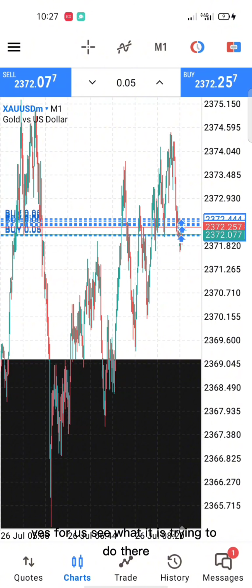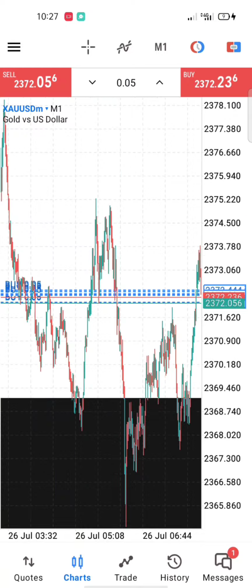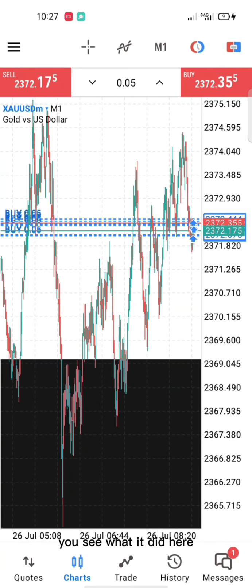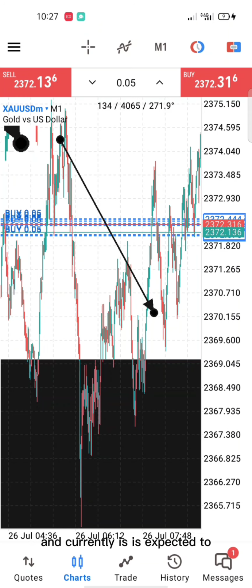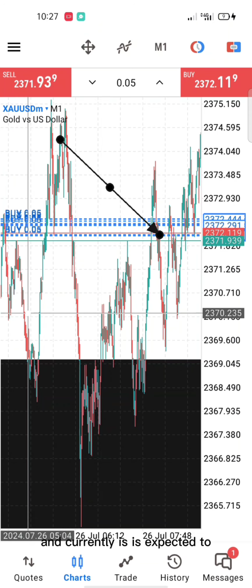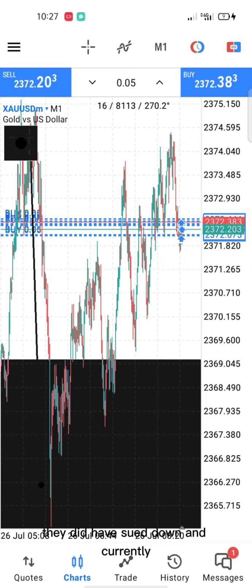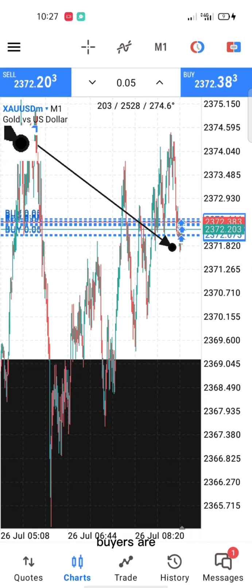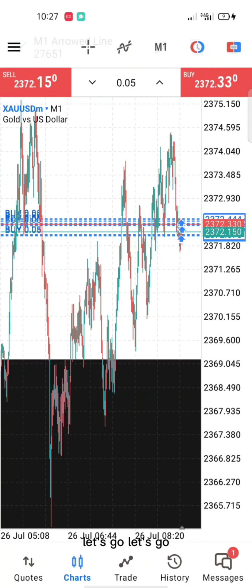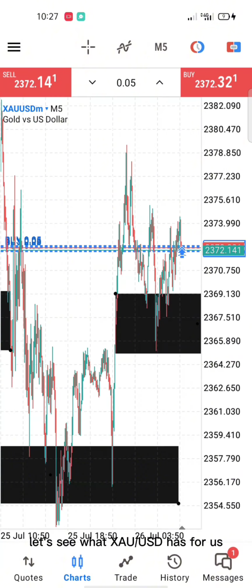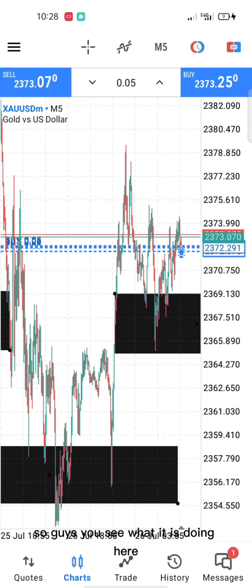See what the trade is trying to do there. It is trying to reject that zone, but it has broken from this high. If you watch from this point, you see what the trade did here. The trade has grabbed enough liquidity from this point, and currently is expected to start buying up to the higher side, because at this point the trade has sold down, and currently buyers are in these trades to push it to the upside. Let's go. Let's see what XUSD has for us. So guys, you see what the trade is doing there.